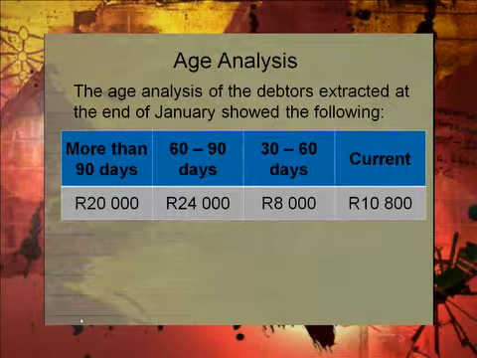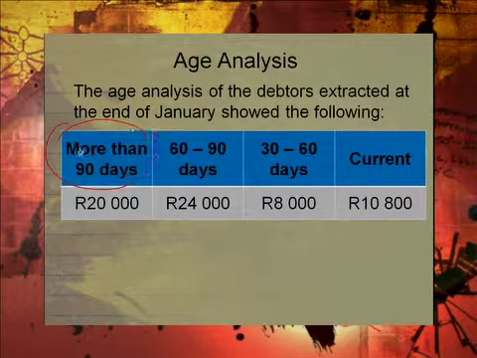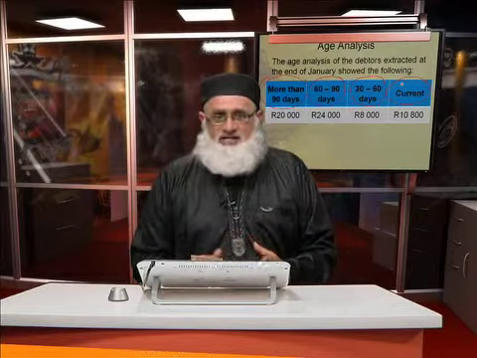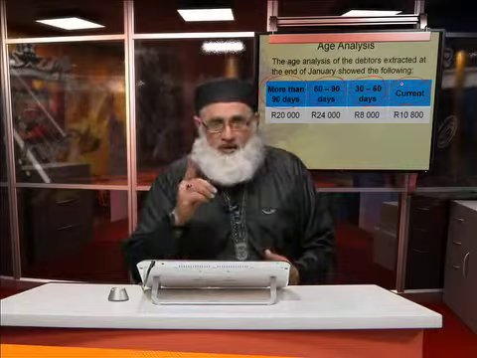Having said that, watch. This is an age analysis of our debtors, and it's giving us pertinent information. What is it telling us? More than 90 days outstanding. It's telling us what's outstanding for 60 and 90 days. It's telling us what's outstanding for 30 and 60 days. And it's also telling us what is current. Now, preparing the age analysis is one thing, but analyzing it and using it is more important.